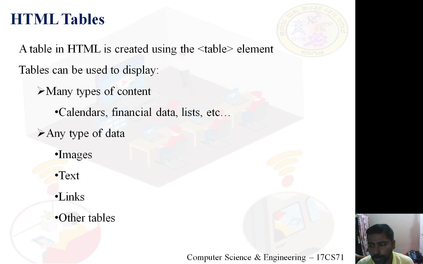So to recapture, what is actually a table? A table is nothing but a grid, a collection of cells organized in the form of rows and columns. So what is the HTML element to create a table? Table. Okay. So what type of information can a cell contain? It need not contain only textual information. It can even contain images, links, and other tables.